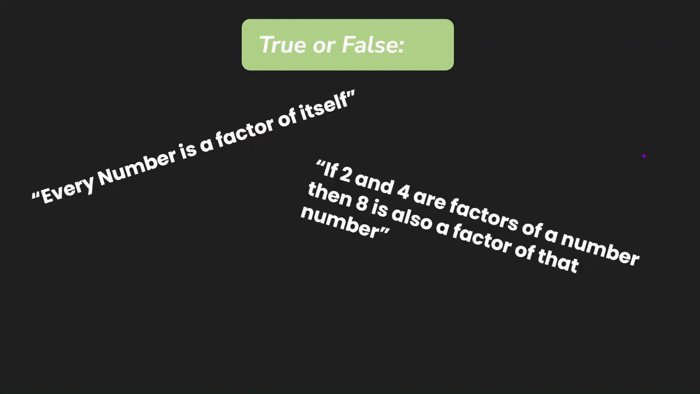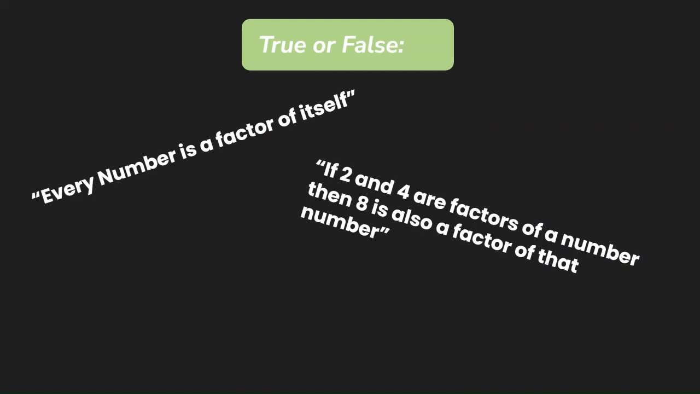Here's your next statement. If 2 and 4 are factors of a number, then 8 is also a factor of that number. Take a moment, think about if it's true or false. This statement is false. Think about situations this might be false in. Take a second, talk to someone next to you, or write down your answer on why you think this is false.